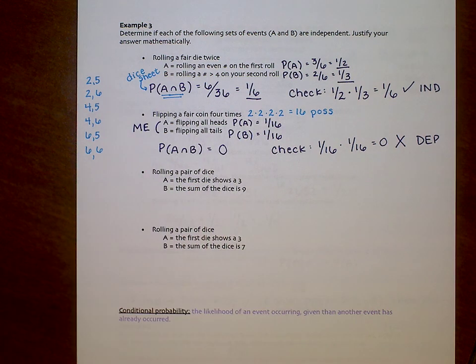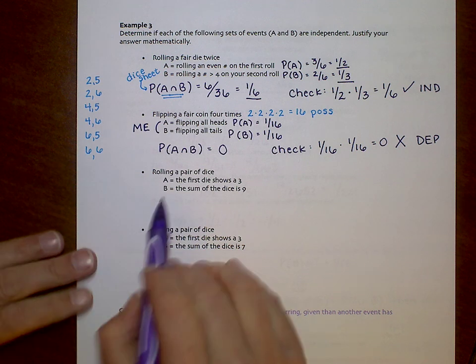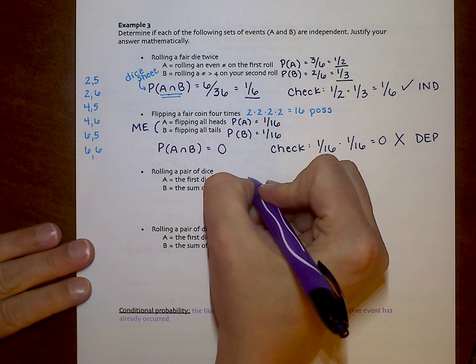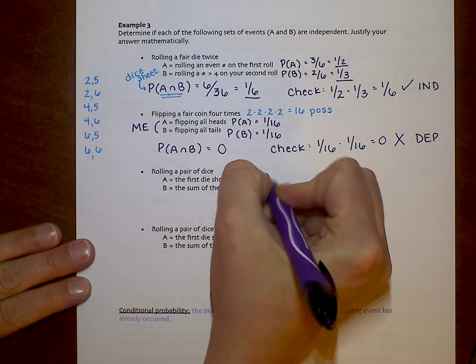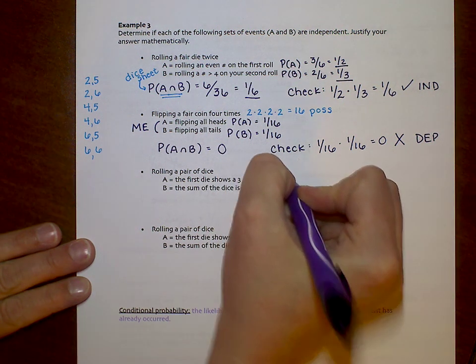Okay, so same thing here. Rolling a pair of dice. The first die shows a 3. The probability of rolling one die and having it show a 3 would be 1 out of 6.